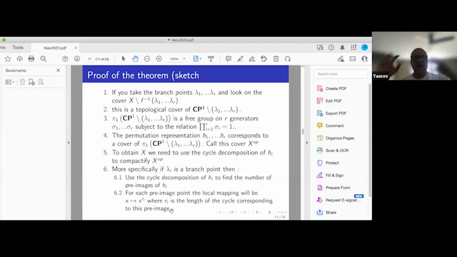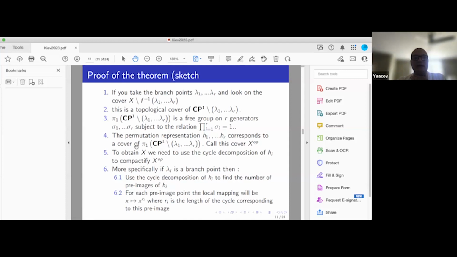So if you have a permutation representation associated with sigma 1, the beautiful fact is that you can decompose it into disjoint cycles, which comes from a pure theorem in the symmetric group. Now, each cycle will correspond to a branch point. The number of cycles will correspond to the number of branch points without counting multiplicity. And this r will be just the length of the cycle.